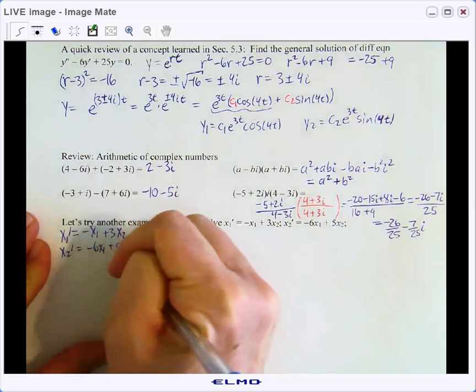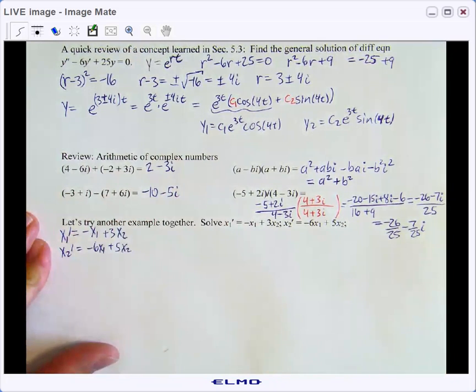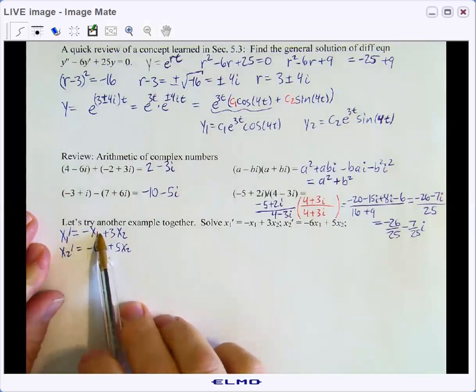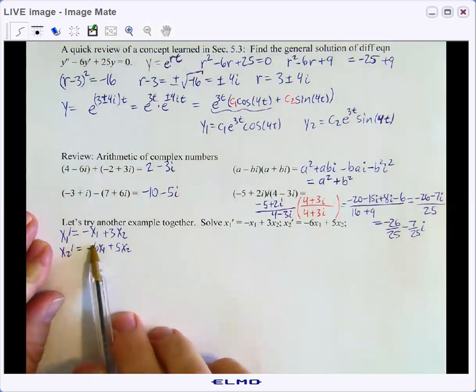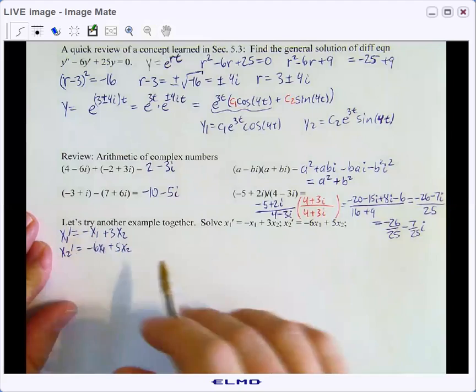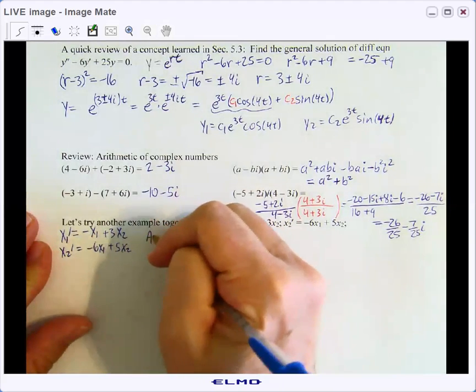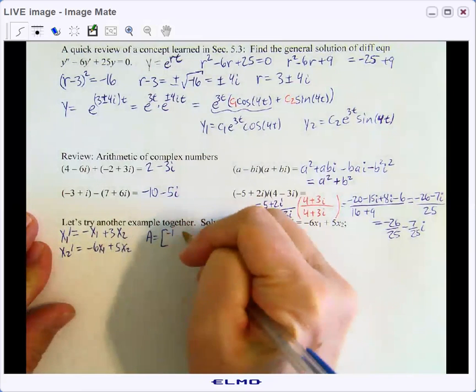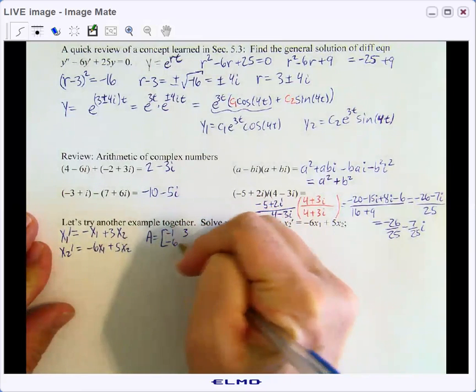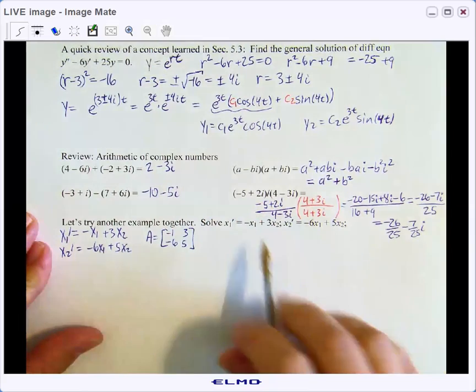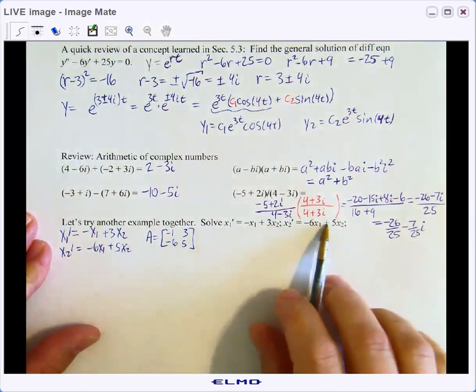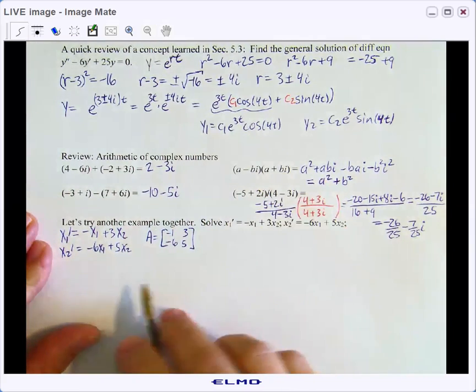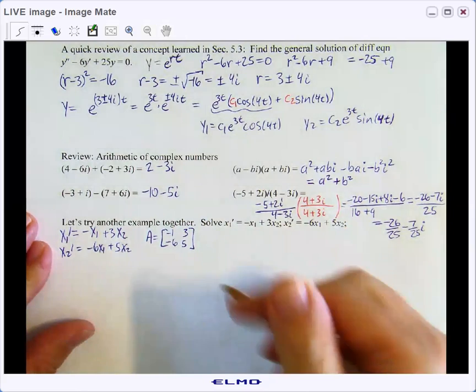plus 5x2. Again, we have a system of first order linear differential equations, and we can create a matrix with those coefficient functions, which happen to be constants here. And our constants are -1, 3, -6, and 5. And so let's try the eigenvalue method for solving this.